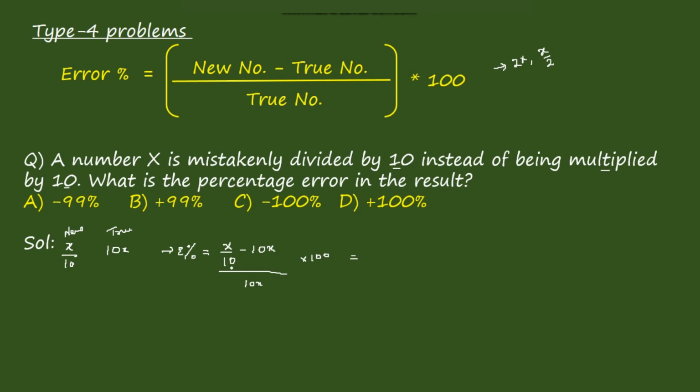You get 10 into 10, it becomes 100. 100 minus 1, it becomes minus 99x by 10, and 10 into 10 becomes 100, so 100x, into 100. The x's get cancelled, the 100 gets cancelled, which is equal to minus 99 percentage. So the answer is option A. We'll solve one more similar type of question.